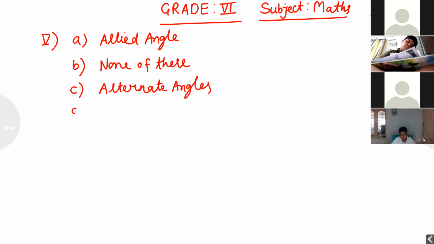D question, angle 2 and 6. Angle 2 and 6, corresponding angles.